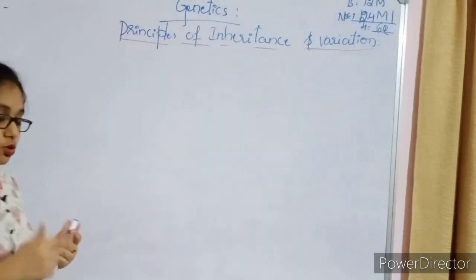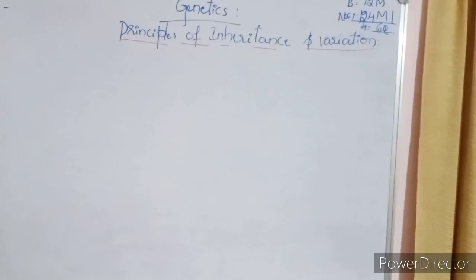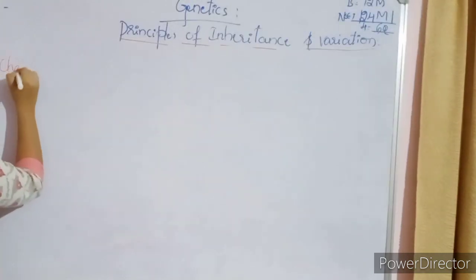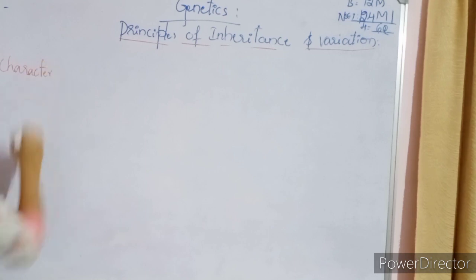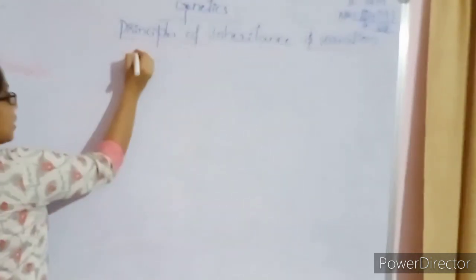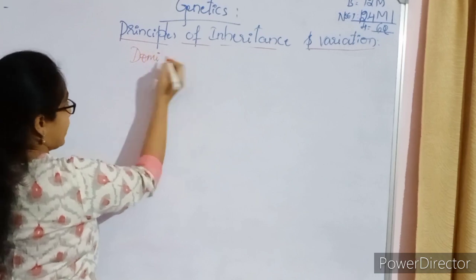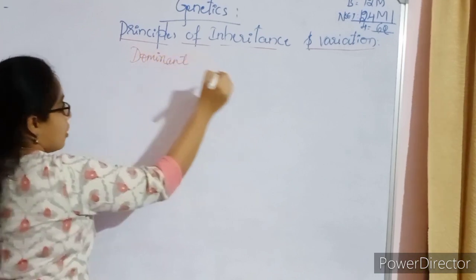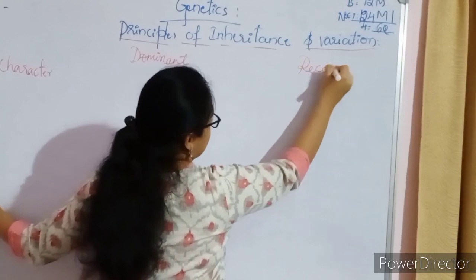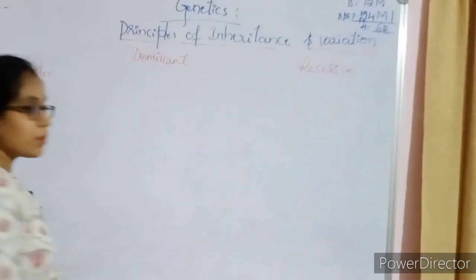Before knowing the meaning of dominant and recessive, we shall see what these contrasting characters of the pea plant are. Now I'm going to draw a table. First is character, and next we are going to see whether that character is dominant or recessive, or which character is dominant and which is recessive. The first character is the height of a pea plant.